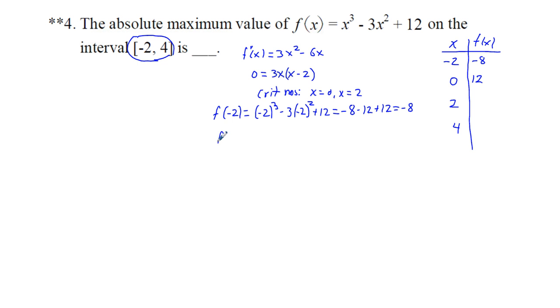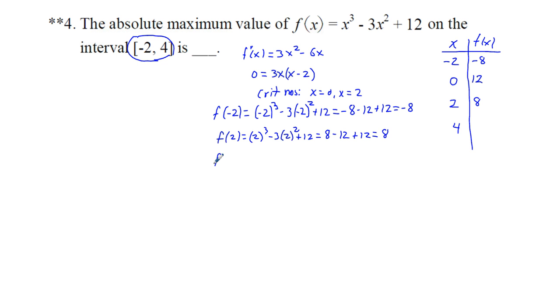Now we're going to find f of 2 equals 2 cubed minus 3 times 2 squared plus 12. So we're going to get 8 minus 12 plus 12 is going to be equal to 8. Okay. So far, our absolute maximum value we've found of the candidates is going to be 12.